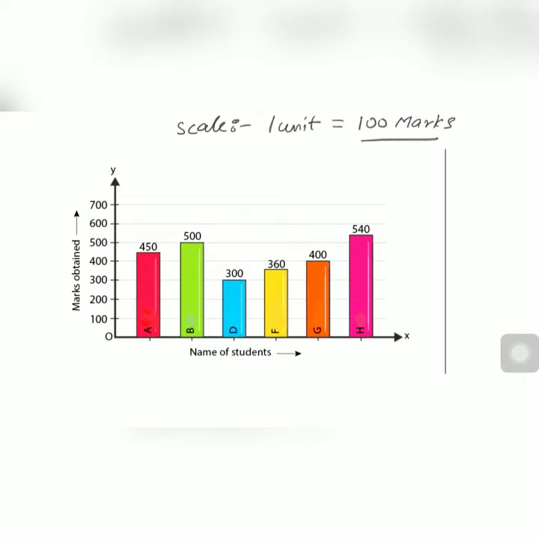Now you can see child D has got 300 marks, accordingly the height of the bar is made 300 according to the scale. Then F got 360, G got 400, and H got 540. Instead of checking the marks obtained by each and every student, if we have such a graph in front of us, then directly looking at the height, we can analyze who has got the highest marks. H has got the highest marks. Who has got the lowest marks? D has got the lowest marks. Several other questions can also be answered based on this graph.